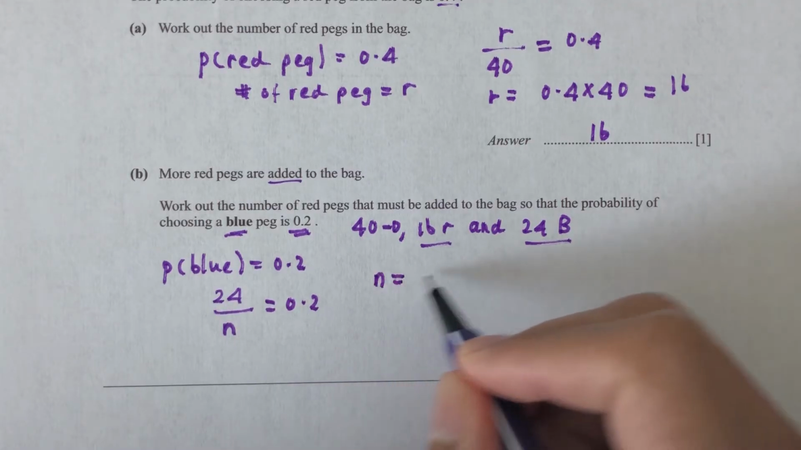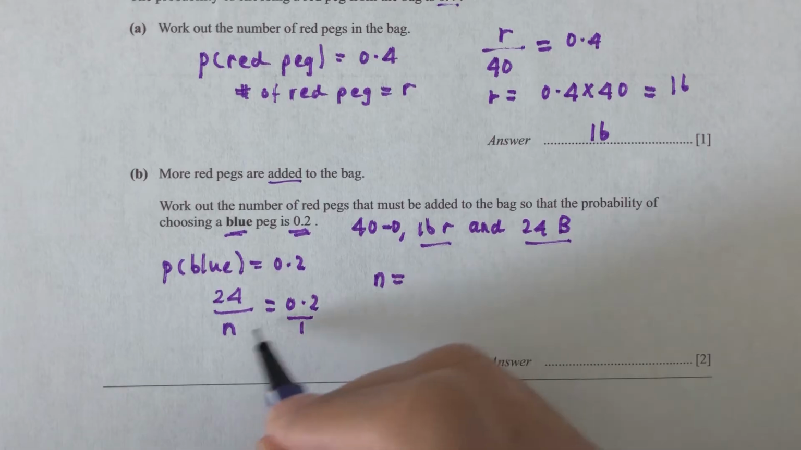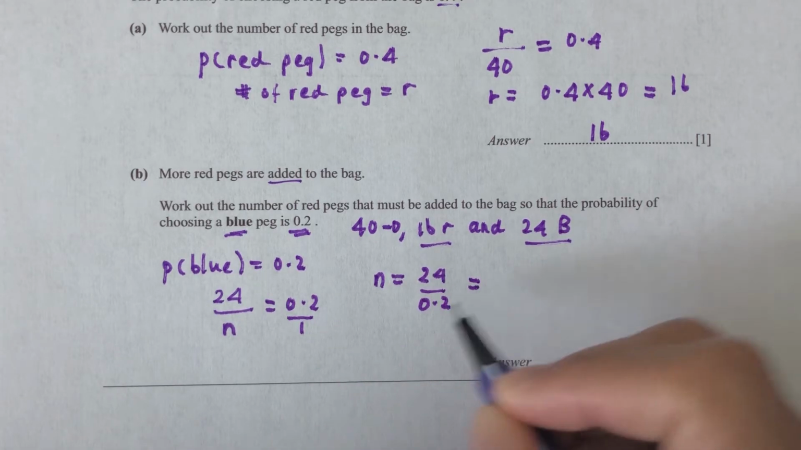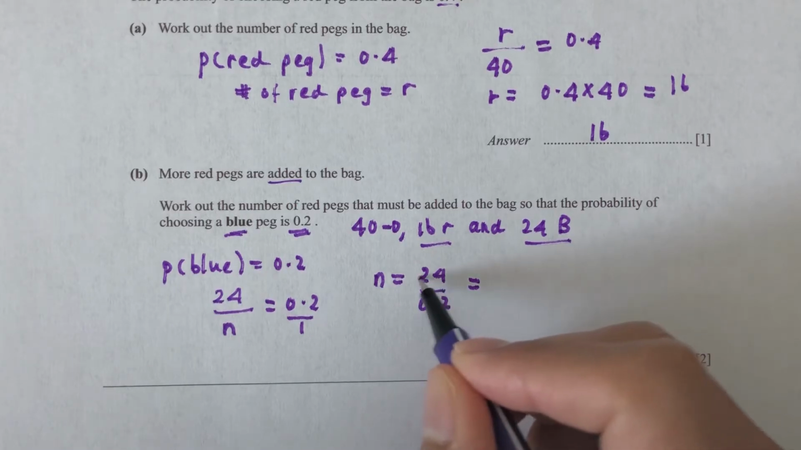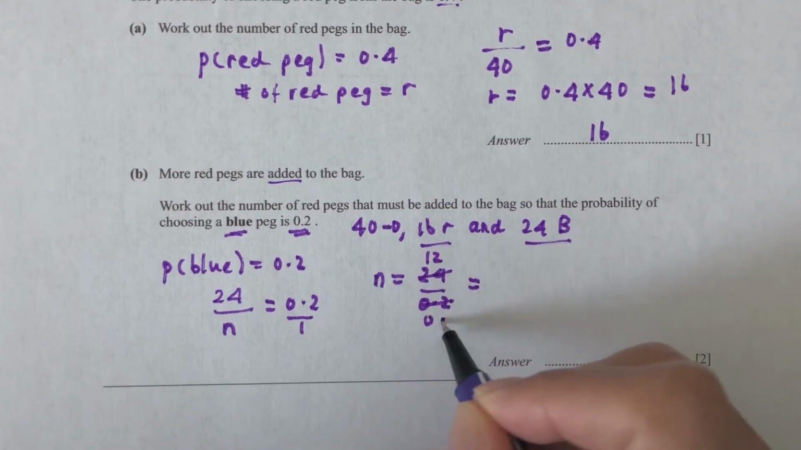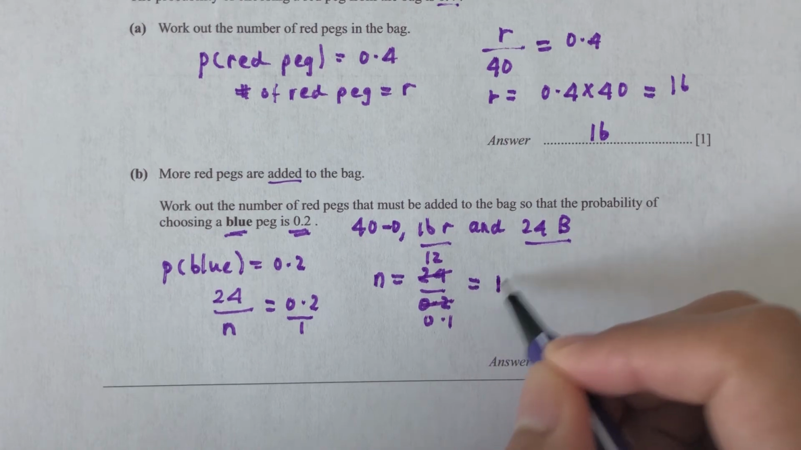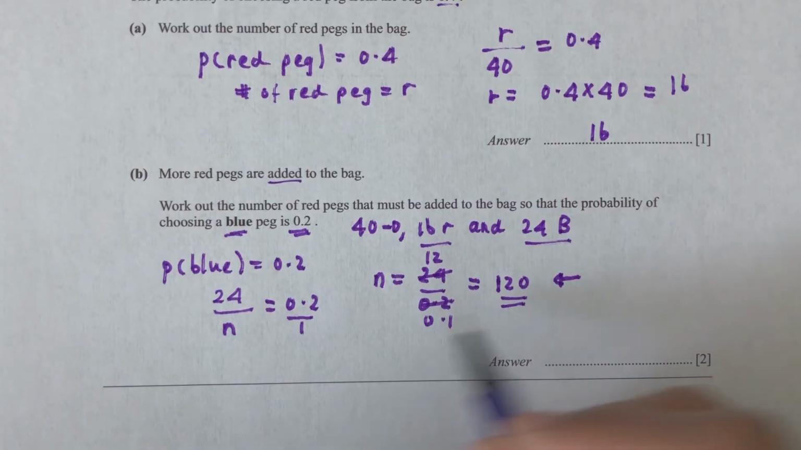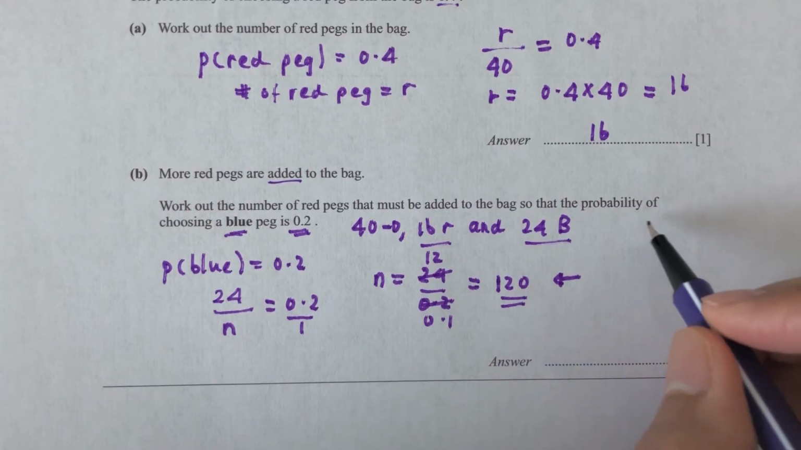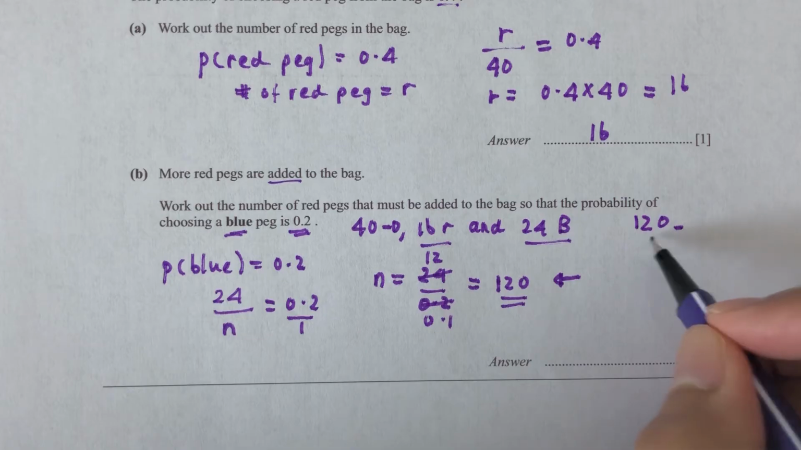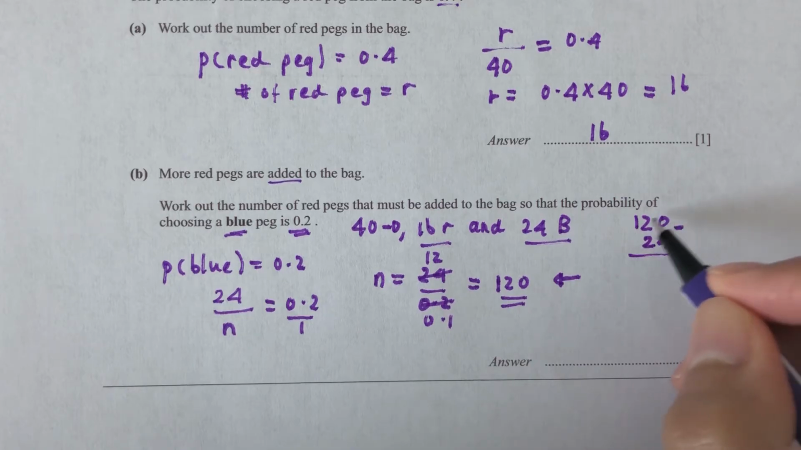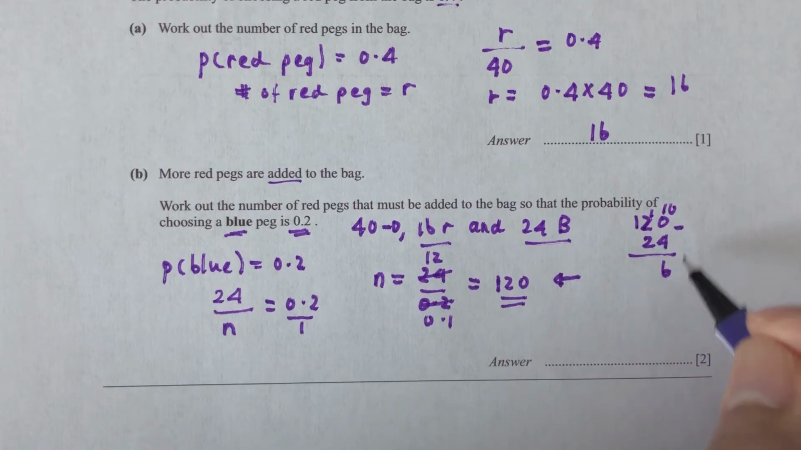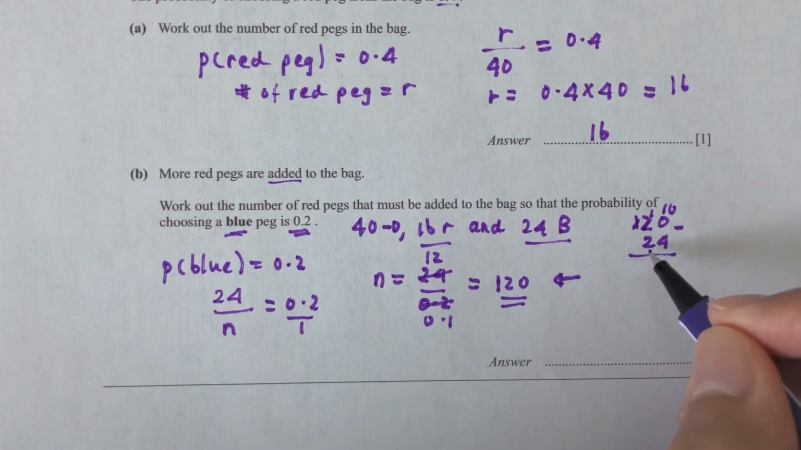N will be, so we cross multiply, 24 divided by 0.2. If we divide by 2, that will be 12 over 0.1, and that will become 120. So that's the total number of pegs that we have. So we have 120 minus 24 blue pegs, that is 96. 120 minus 24 is 96.